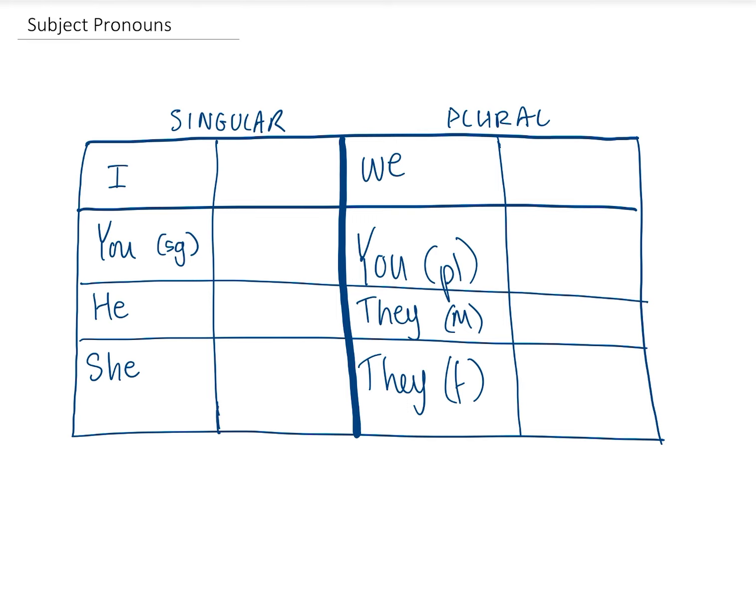And so the je in j'ai, this bit would not be capitalized. It would be like this.